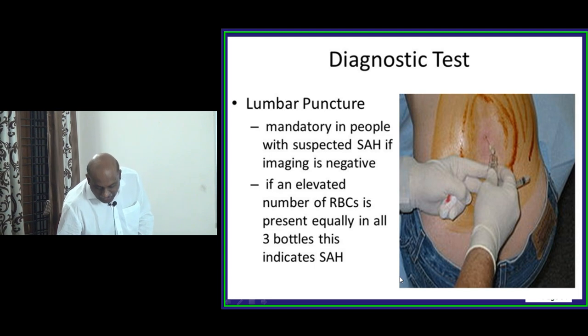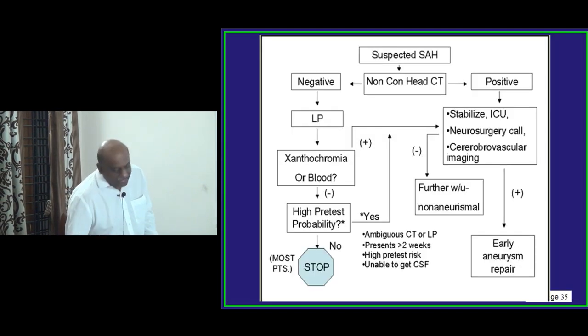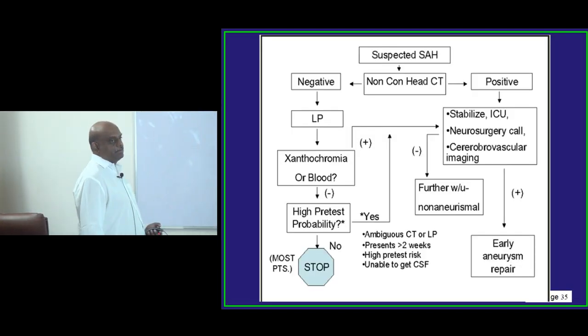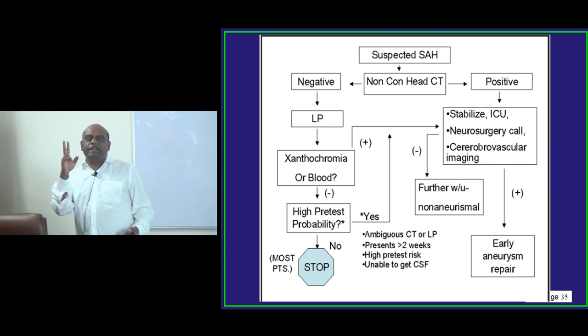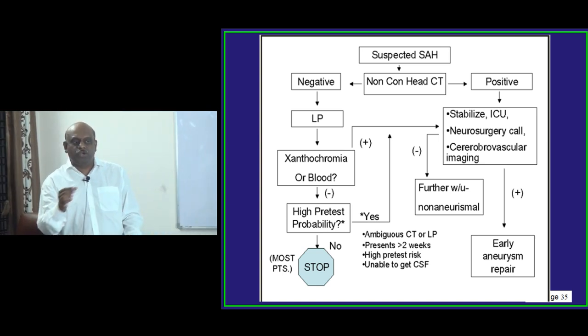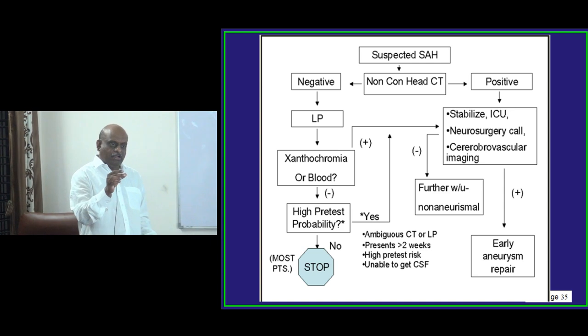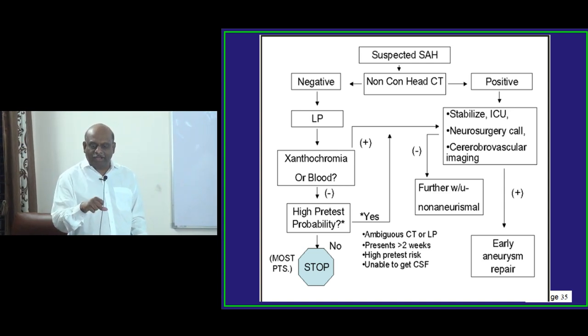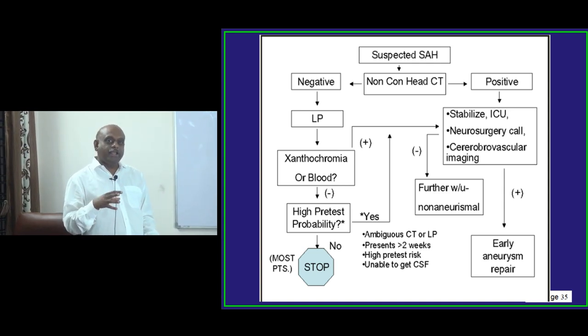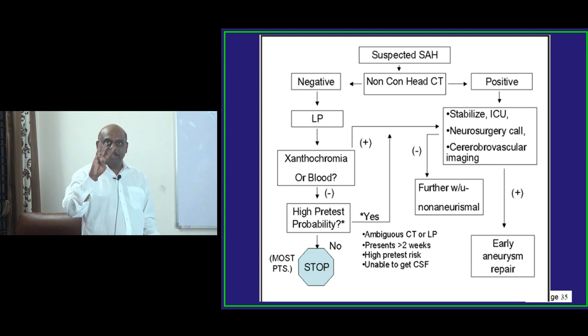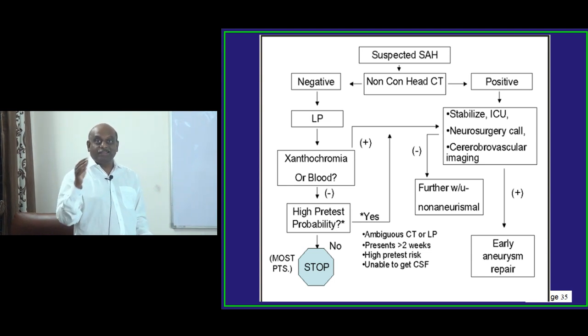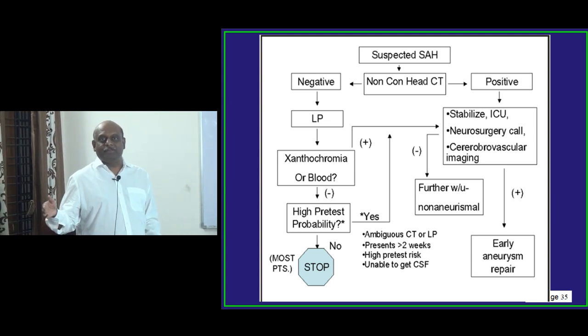Why do you need to do the three-tube test? It is a very important question. There are two possibilities. Either the blood cells which you are seeing in the CSF are due to a traumatic puncture, or they are because of subarachnoid hemorrhage. If it were a traumatic puncture, then out of the three tubes, the third tube will have a low number of RBCs.